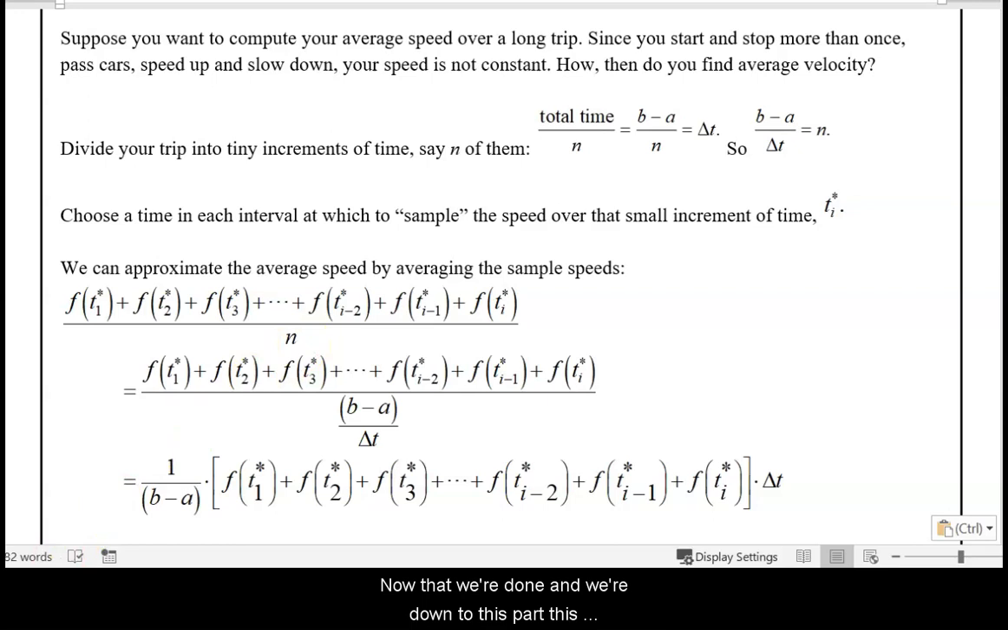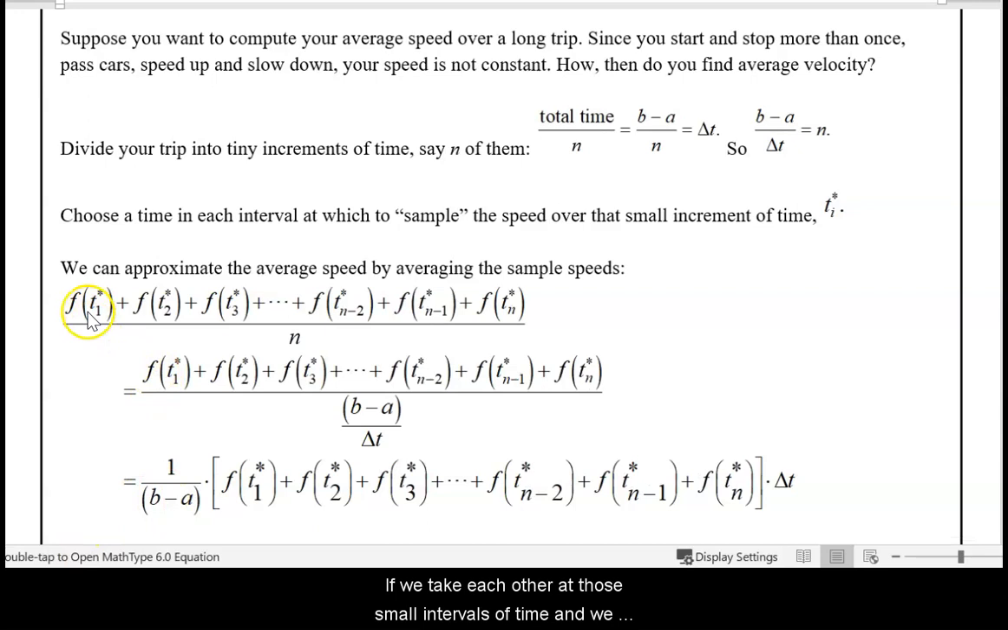Now that we're down to this part, this means that we have the following. If we take each of those small intervals of time and we compute the velocity at that time, or the speed at that time, and divide by the total number of samples we took, that should give us a representation for the average speed over our trip. However, we can use the formula we developed up here to replace n. Replacing n would give us the sum of all of our sampled speeds divided by the quantity b minus a divided by delta t.